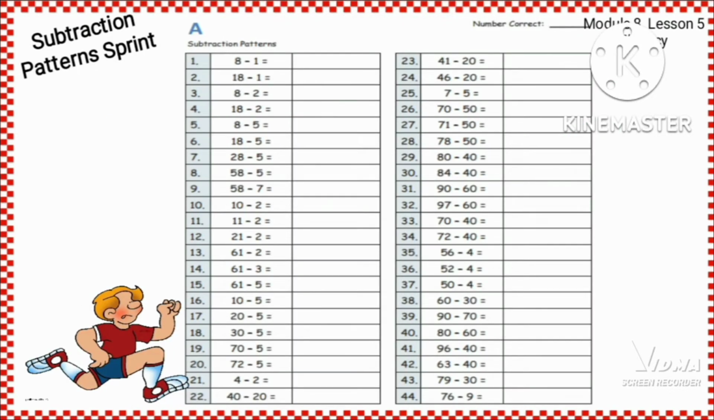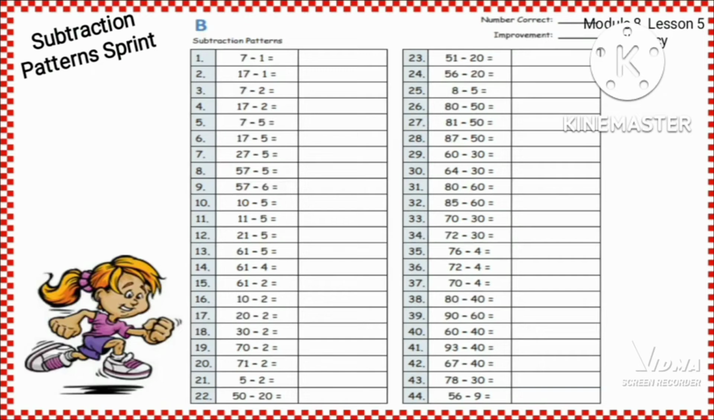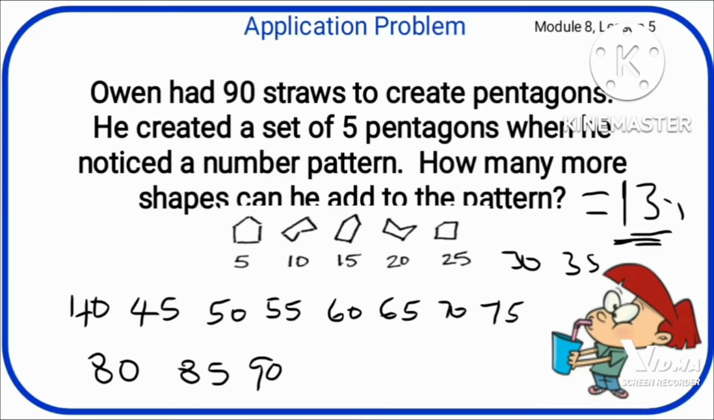All right, so now complete your subtraction pattern, the sprint. 8 minus 1 equals 7, 18 minus 1 equals 17. Just see how many questions you can solve correct. You have 2 minutes and see how many you can get correct.